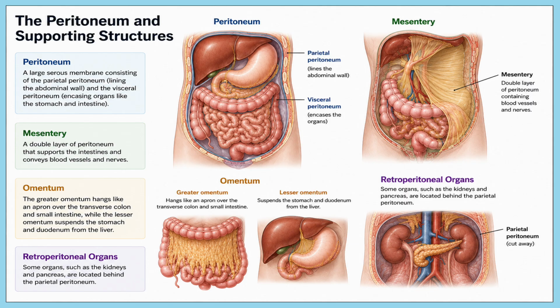And you can see all of this in these pictures. You have the peritoneum, you have the mesentery, the greater omentum, the lesser omentum, then you have the retroperitoneal organs.